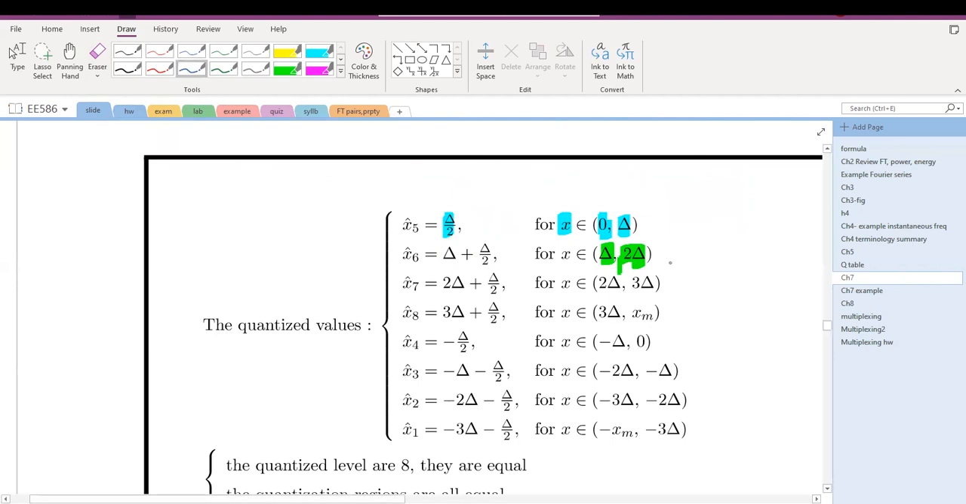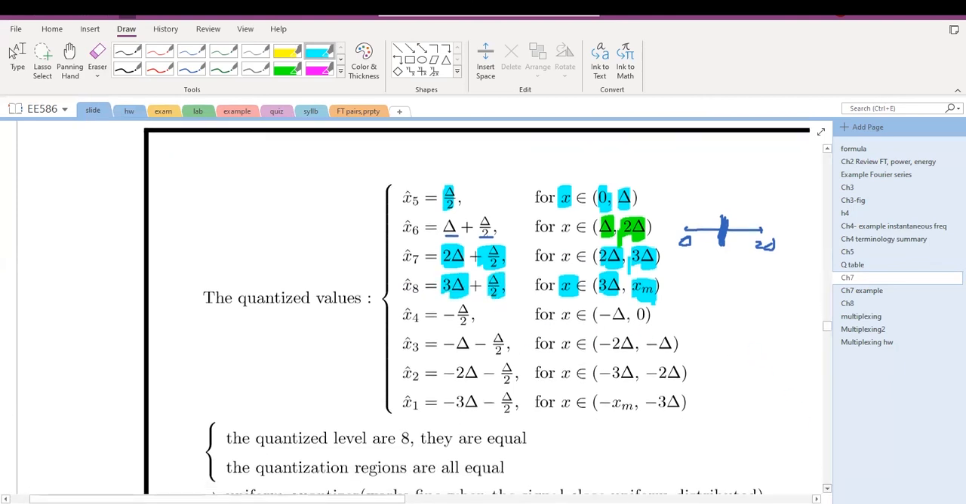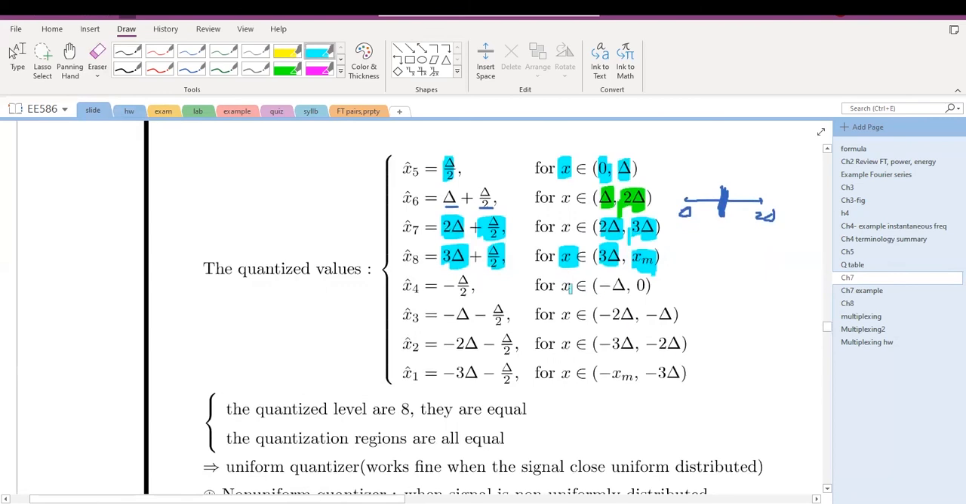So you can see here, that's delta, that's 2 delta. This middle point is delta plus half delta. And if the value of x is between 2 and 3 delta, again, I'll assign them to the middle point, that's 2 delta plus half delta. If x is between 3 delta and xm, I'll assign the level 3 delta plus half delta. And in the negative portion, for x between minus delta and 0, I assign it to the middle point, minus half delta.